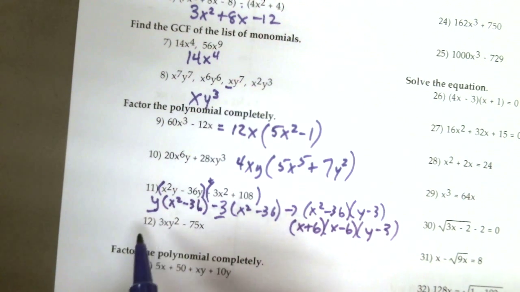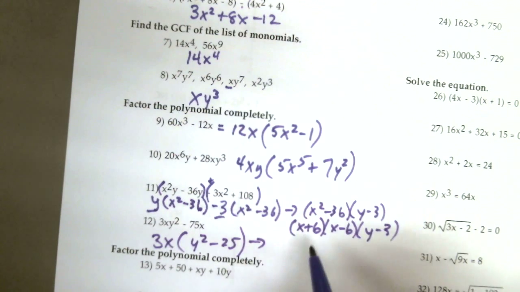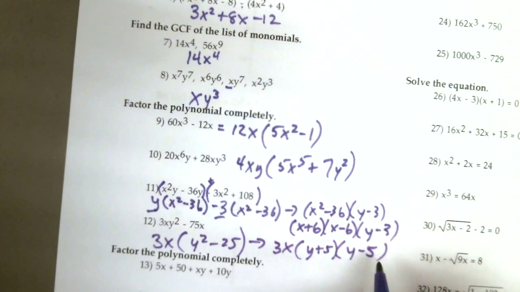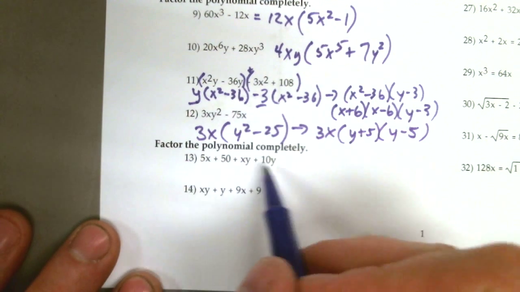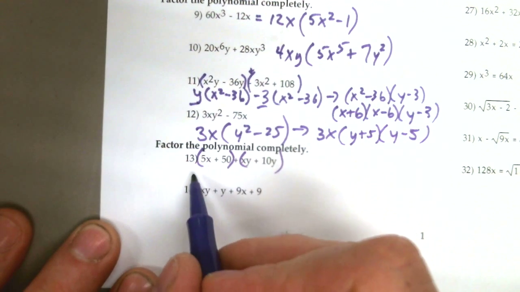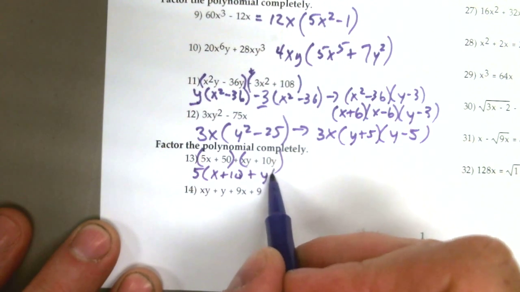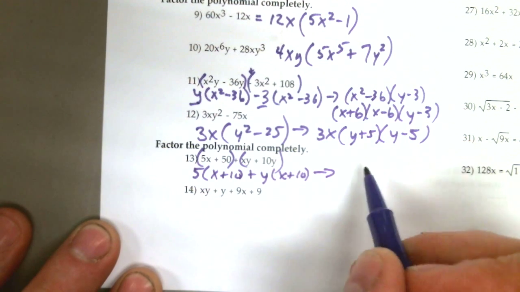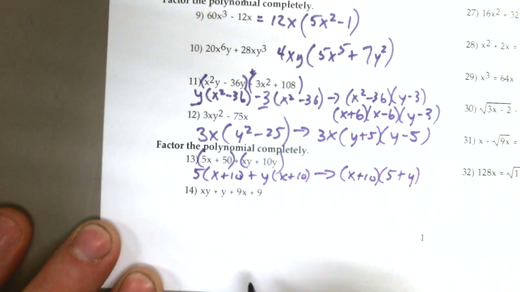For number 12, my greatest common factor is going to be 3x times the quantity of y squared minus 25. This y squared minus 25 can be factored into y plus 5 and y minus 5. For number 13, again we have the four terms. We're going to factor the first two and the second two, grouping that way. Taking the 5 out, I get x plus 10. Taking the y out, I get x plus 10 again. By regrouping this, I'm going to have x plus 10 times the quantity of 5 plus y.